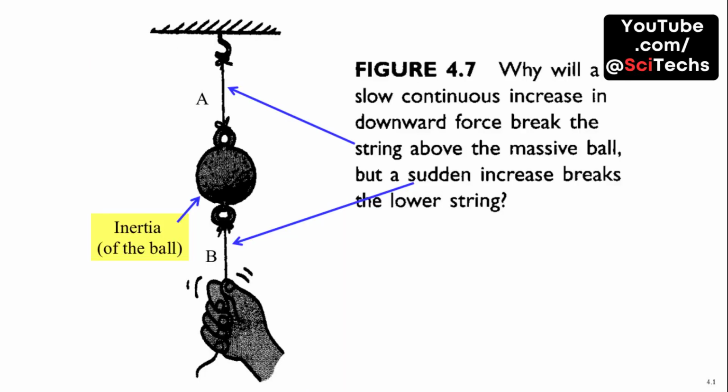Why does a slow continuous increase in downward force break the string above the massive ball, but a sudden increase breaks the lower string? This illustrates the concept of inertia and how it affects the response to forces.